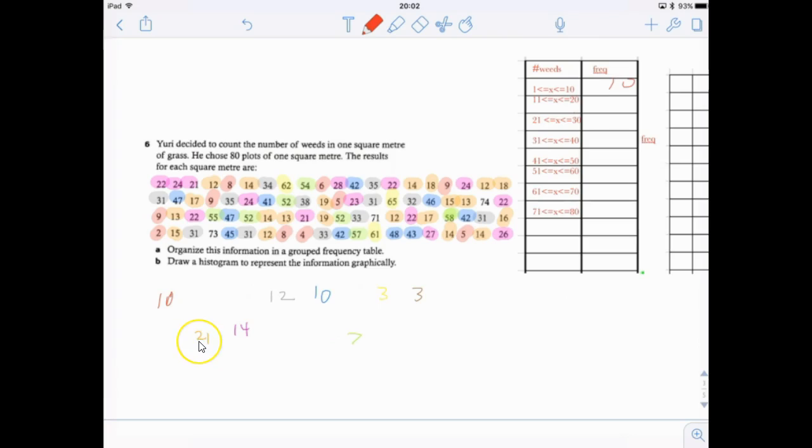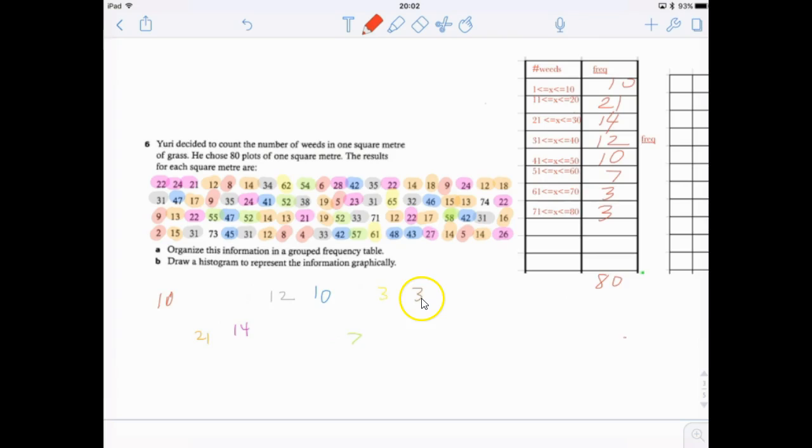Between 11 through 20, we have 21. Between 21 through 30, we have 14. Between 31 and 40, we have 12. Between 41 and 50, we have 10. Between 51 and 60, we have 7. Between 61 and 70, we have 3. And between 71 through 80, we have 3. Okay? And these total up to 80, so I'm pretty sure the count is okay.